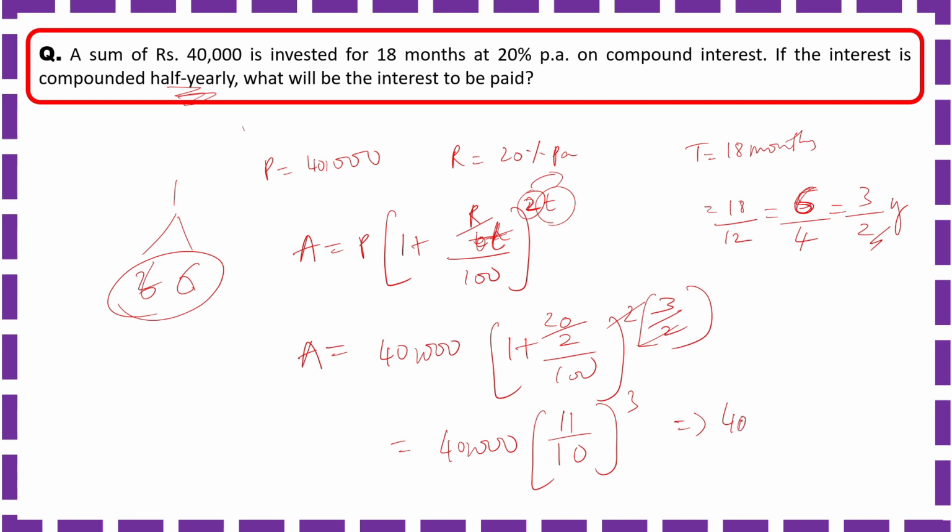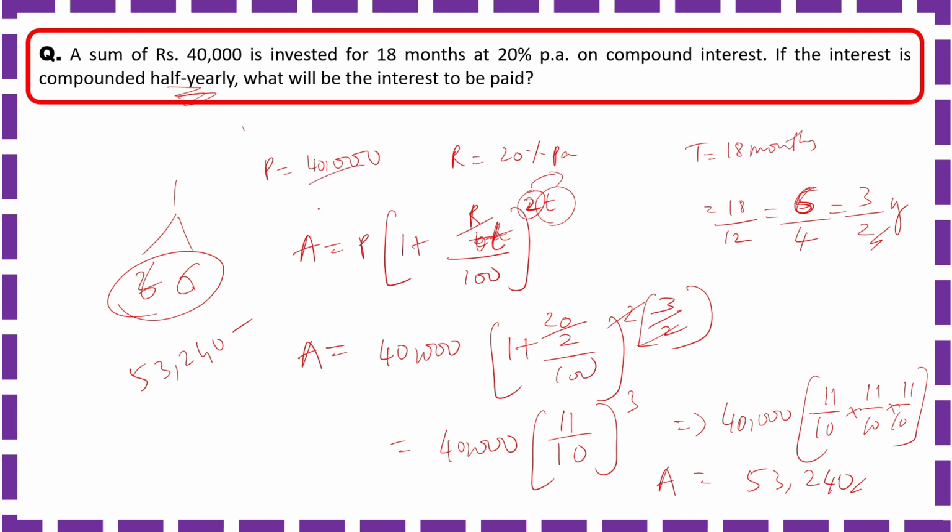So just simplify this, 11 by 10 into 11 by 10 into 11 by 10. So we will get A, that is amount, as 53,240 rupees. So what is the interest to be paid? This is the amount. So amount is 53,240. And what is the principal? It's 40,000. So what is the interest to be paid? Just subtract this, that will be the interest.